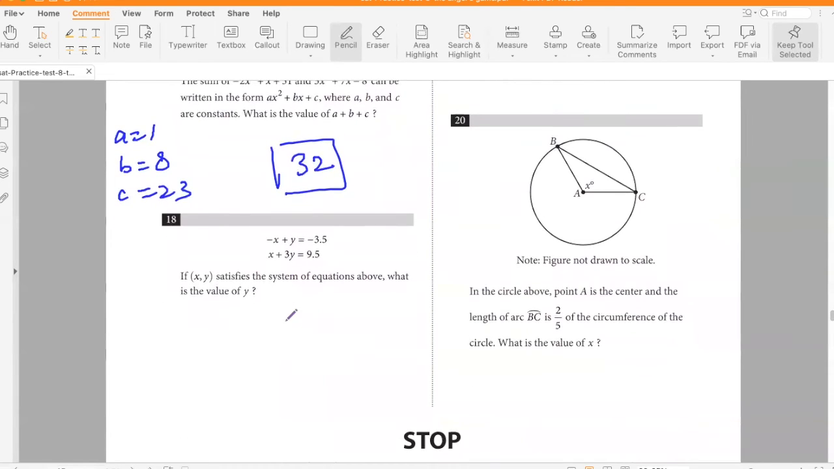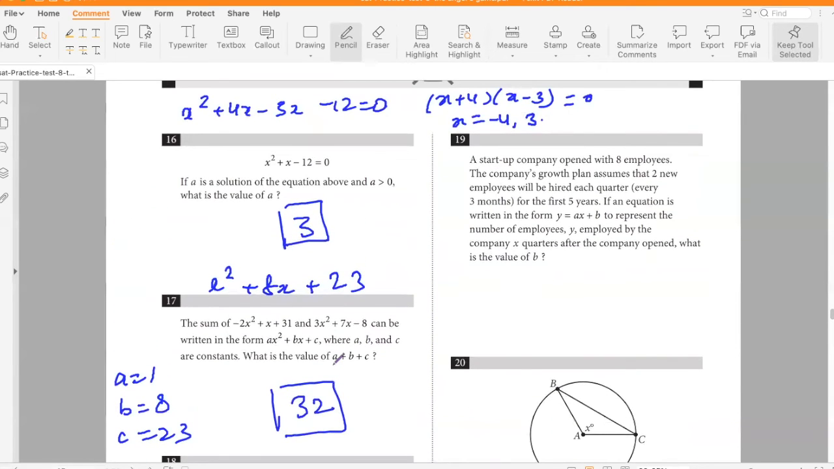If (x, y) satisfies the system of equations above, what is the value of y? Okay, so if we add the two equations, I get 4y is 6. So y is 6 by 4, which is 3 by 2.